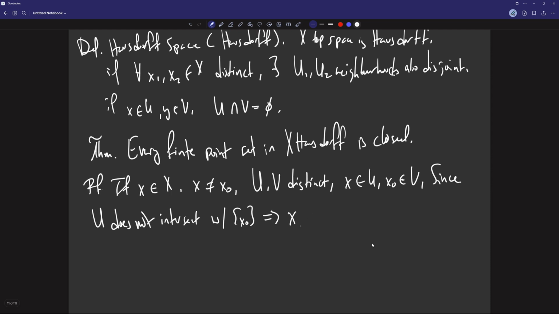Then x cannot be in the closure of x naught. Hence, x naught closure is itself.